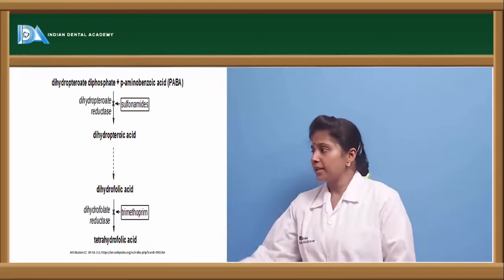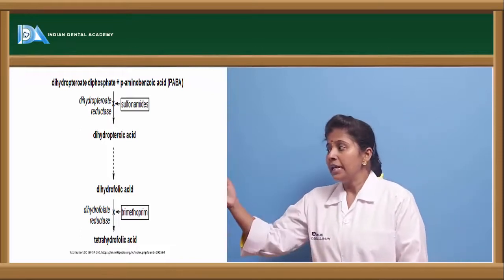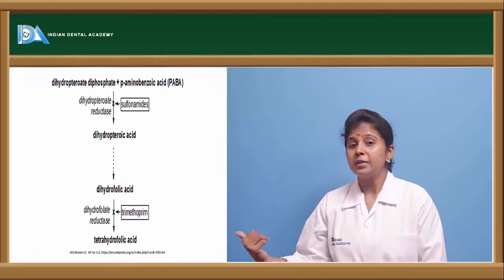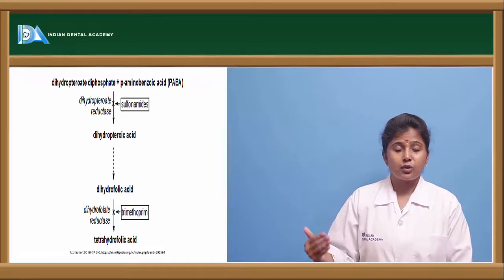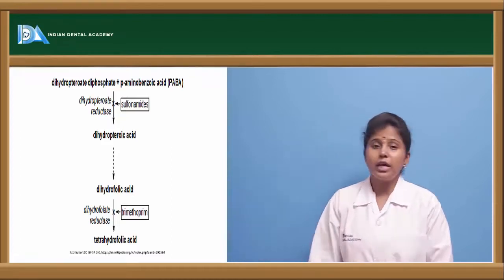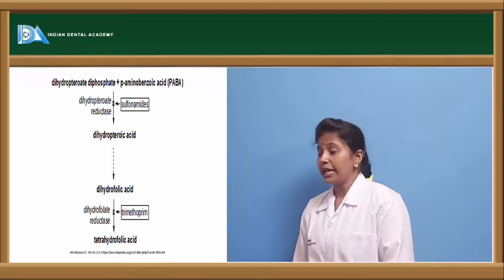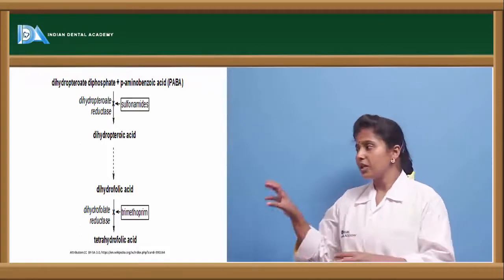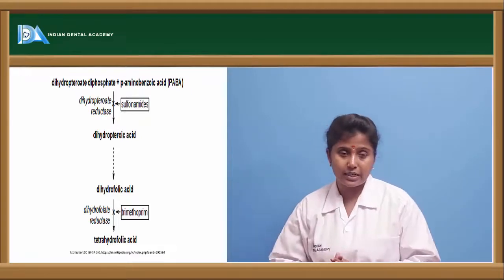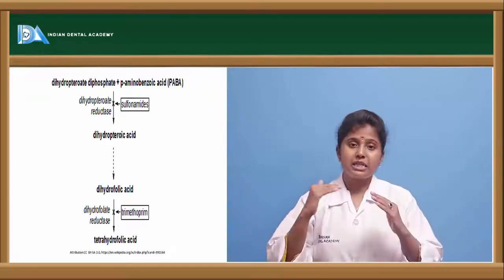If we see the example here, dihydropteroate diphosphate, when combined with PABA, that is para-aminobenzoic acid, is converted to dihydropteroic acid with the help of an enzyme called dihydropteroate synthetase. This enzyme is inhibited by the drug sulfonamides. This dihydropteroic acid is converted to dihydrofolic acid, and this dihydrofolic acid is converted to tetrahydrofolic acid in the presence of an enzyme called dihydrofolate reductase. Here the drug trimethoprim inhibits the enzyme dihydrofolate reductase. So the sulfonamides are initially inhibiting the formation of dihydrofolic acid, but this time trimethoprim is inhibiting the formation of tetrahydrofolic acid.